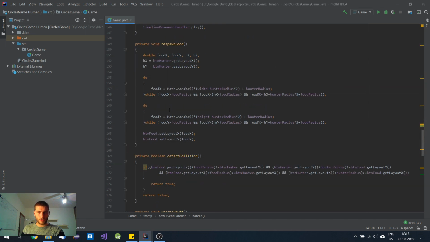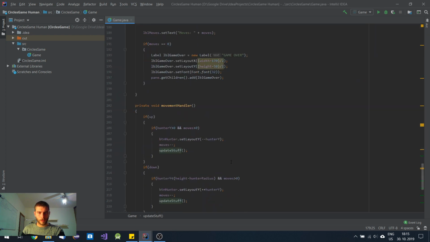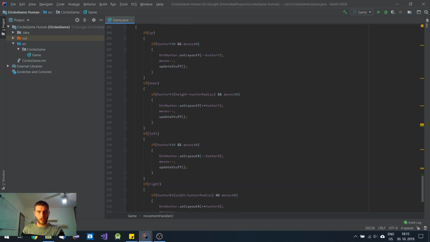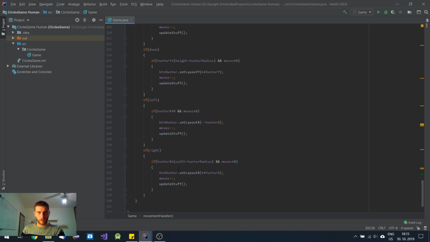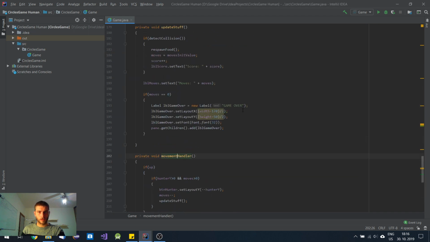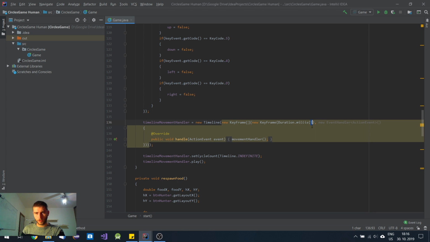And these three functions are the same as in the previous project. So here's the respawn food, detect collision, and update stuff. And instead of the neural network's run mode function, I have these functions which basically move the ball. So that's basically it.